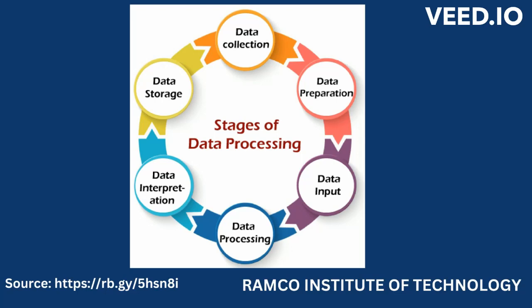The second stage is the data preparation stage. Data preparation is the process of sorting and filtering the raw data to remove unnecessary and inaccurate data. Here the raw data is checked for errors, duplications, and missing data, and transformed into a suitable format for further analysis and processing.